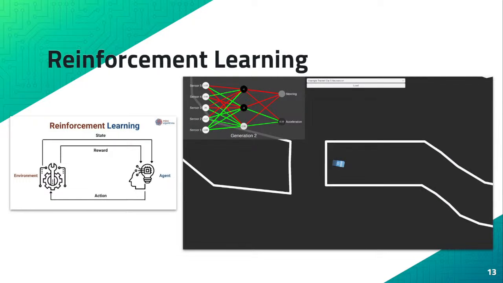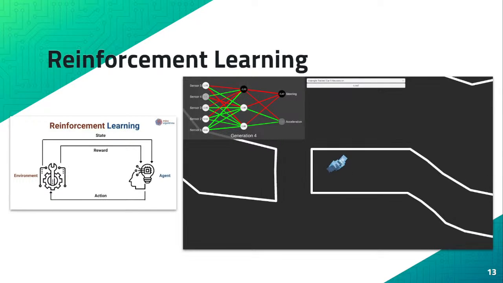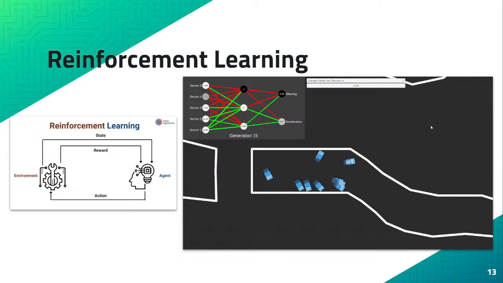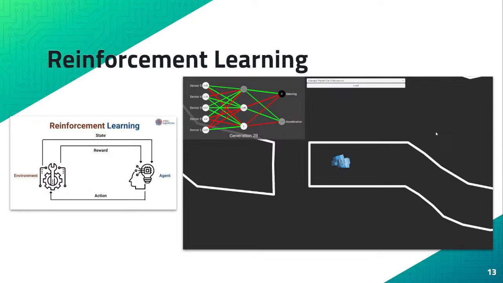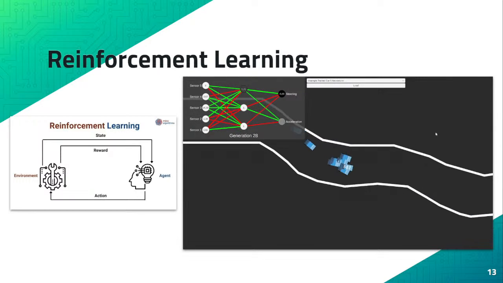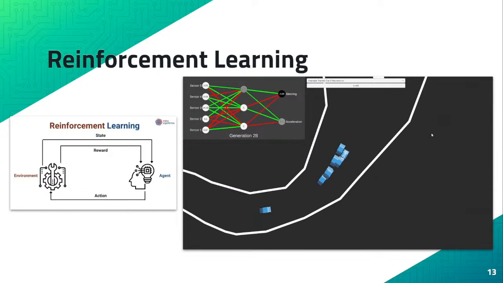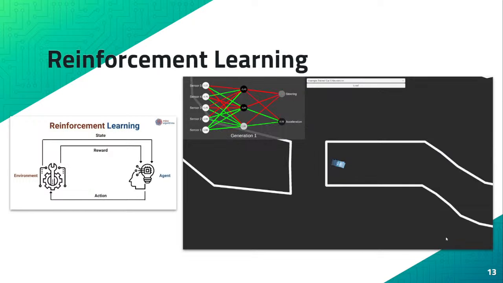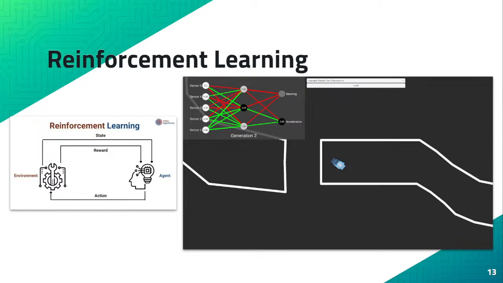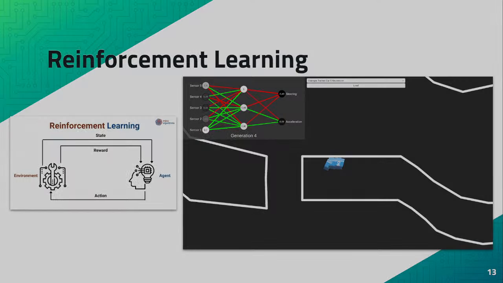And the best agents of the current generation are copied, basically, and moved on to the next generation. As the algorithm keeps going, we get a car that can really drive along all the paths. So, for example, at the end. That's an example of reinforcement learning, but there are other ways of implementing it.